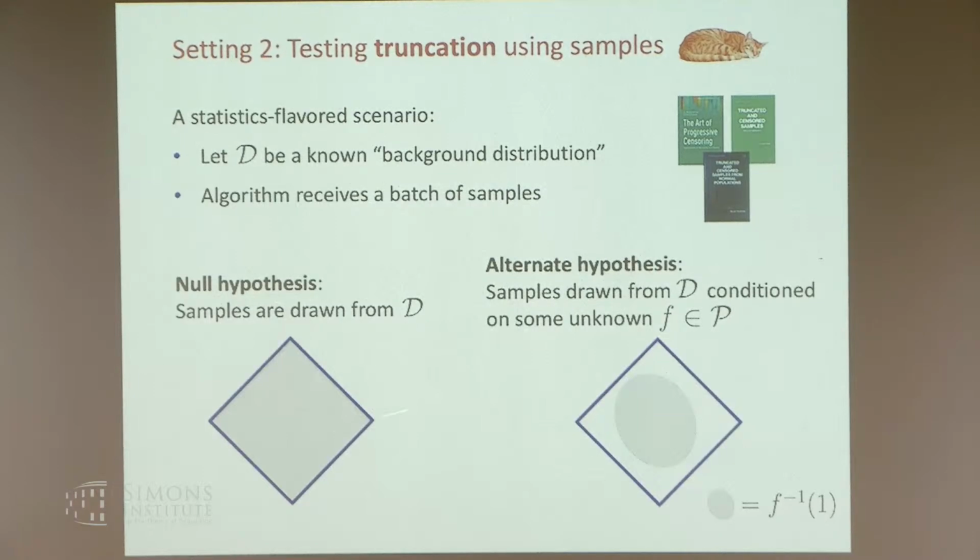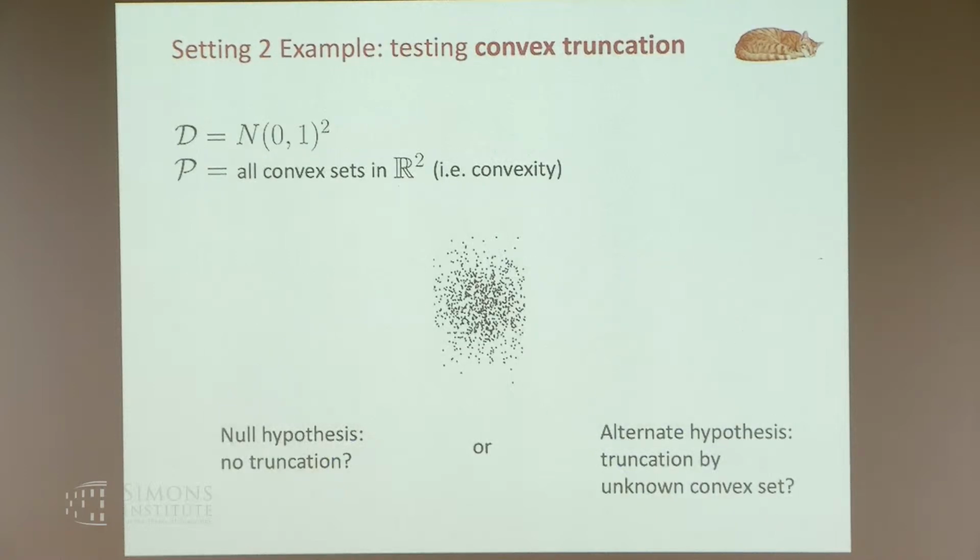So this is a drawing of the two distributions in these two settings. What the algorithm gets, of course, is not the distributions, it just gets a cloud of data points. And maybe the cloud of data points came from the null hypothesis on the left. Maybe it came from that underlying distribution conditioned on some unknown function with this property you're interested in on the right. And your goal is to figure out which of these cases you're in. So it's like you're trying to figure out, was my distribution truncated or not? Where the class of allowable truncations is like the property now. So let's make this concrete. We'll play a little game.